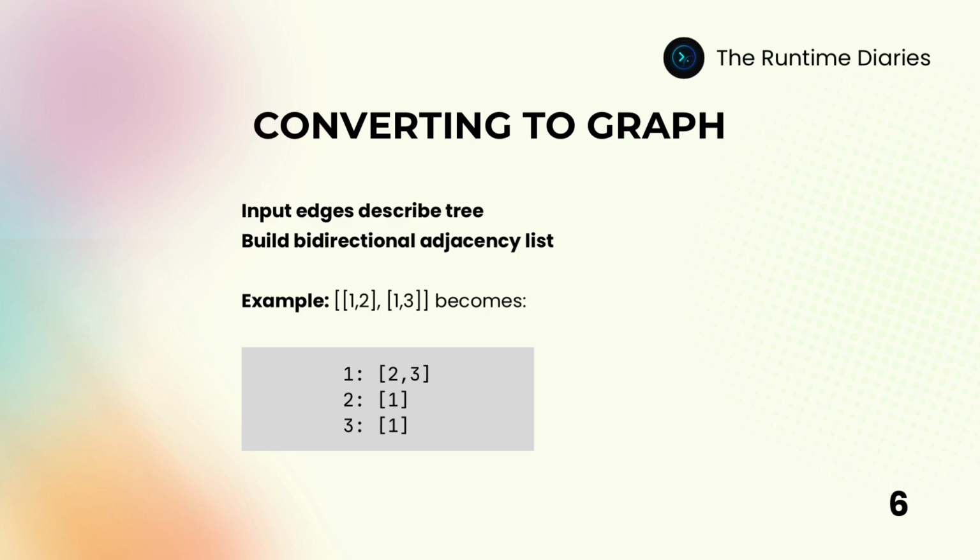The problem input uses edge lists like 1 to 2, 1 to 3, but we need a bidirectional adjacency list. Node 1 maps to 2 and 3, node 2 maps to 1, node 3 maps to 1. This lets us traverse children while excluding the parent, since revisiting isn't allowed.